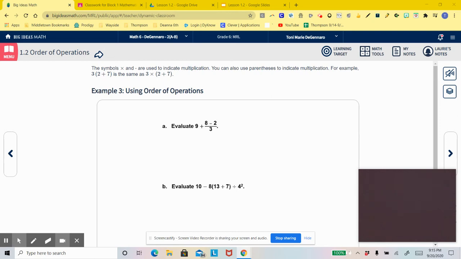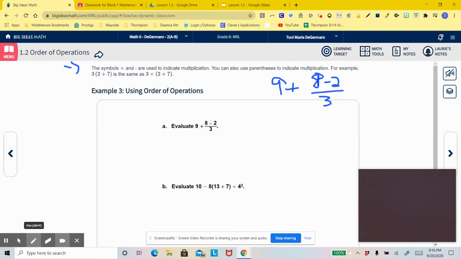So we're going to rewrite the problem. We're going to write 9 plus, and then 8 minus 2 over 3. I also want you to read what's up here. It's talking about how you have that multiplication sign, and there's also what's called a raised dot. It's not a decimal, it's a raised dot. If you notice, it's high up, like in the center, and it's used to indicate multiplication.